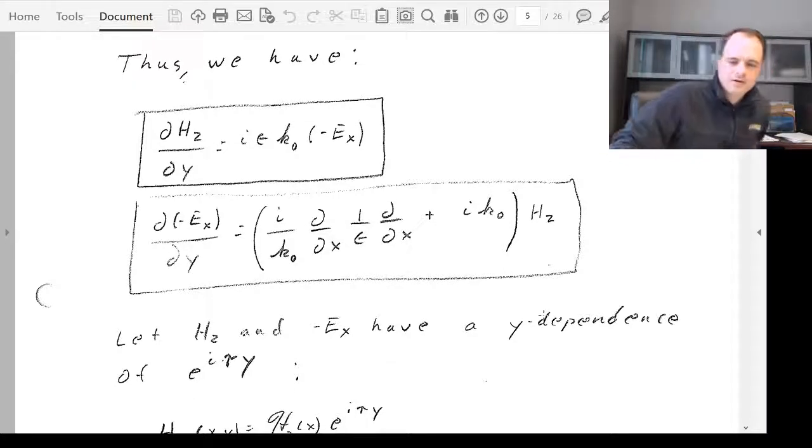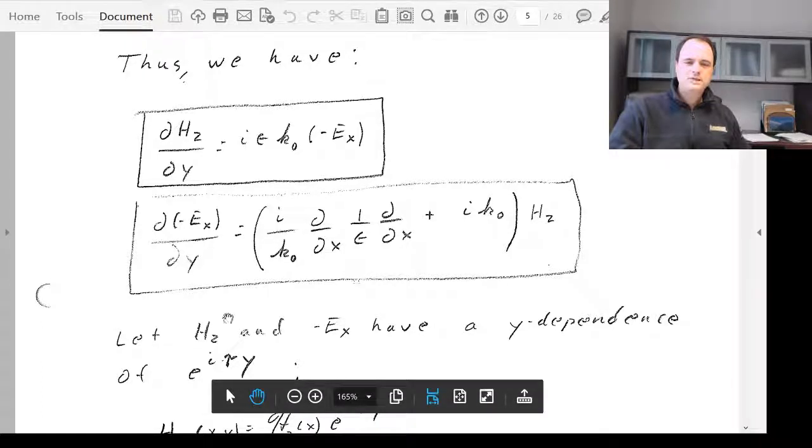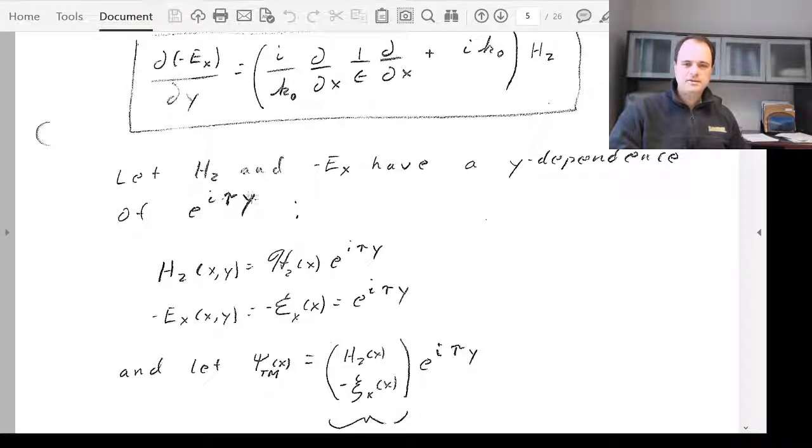Now, we're going to make a guess, an assumption, and then work through the calculations to see if we encounter any nonsense results that would say that our assumption cannot possibly be correct. We assume that h sub z and minus e sub x have a spatial y dependence of this. That is a plane wave, not only in the x direction but also in the y direction, and that's a pretty safe assumption. But let's see where it leads us.